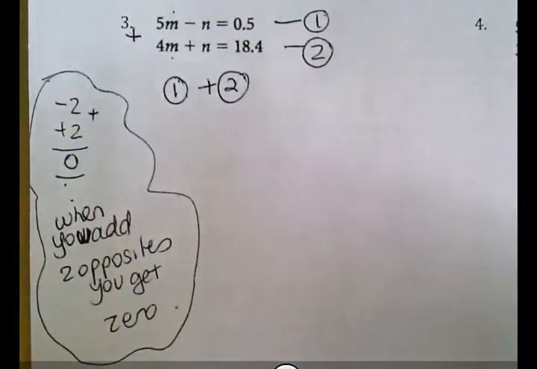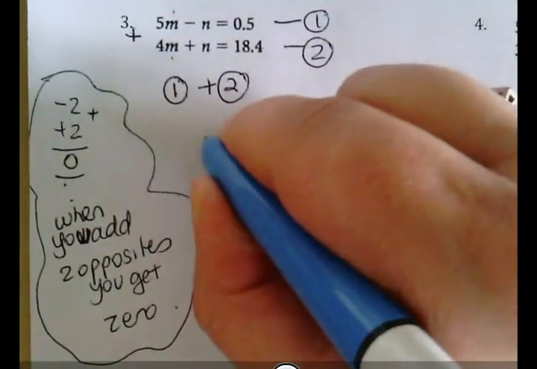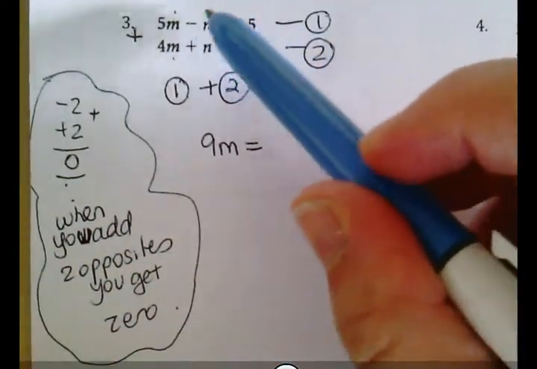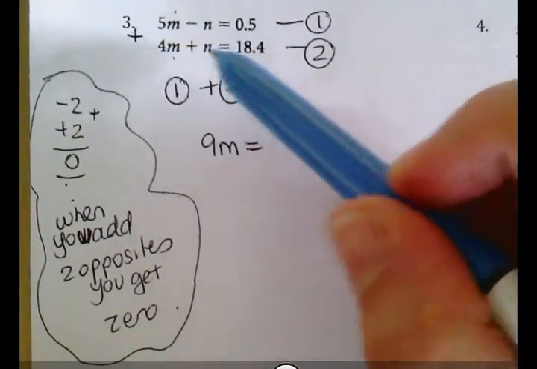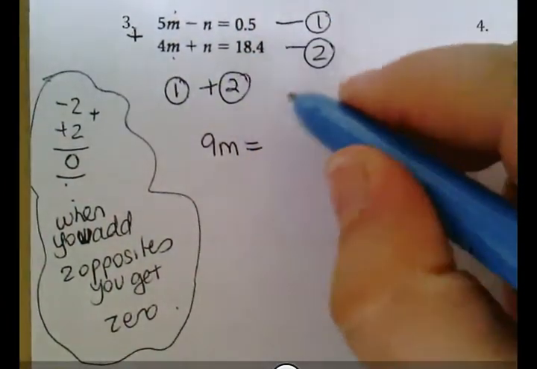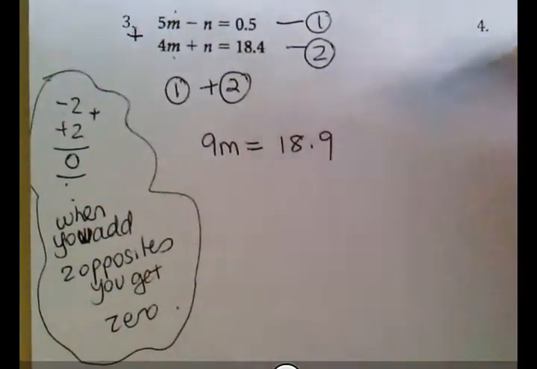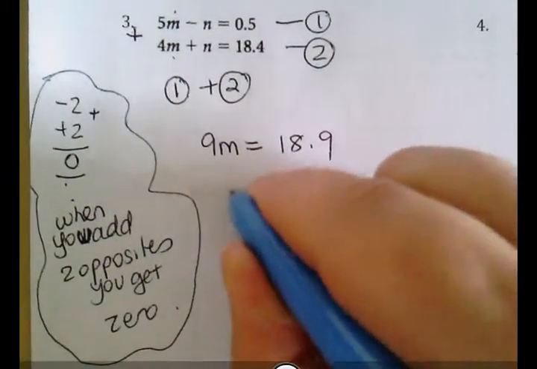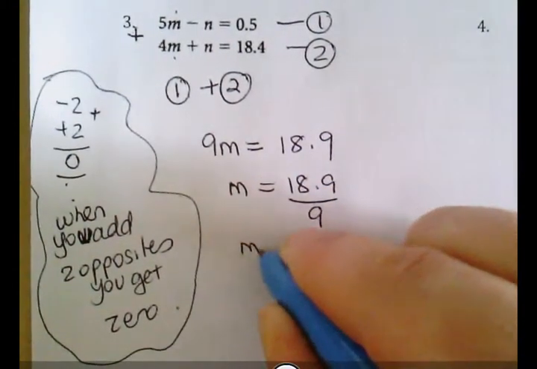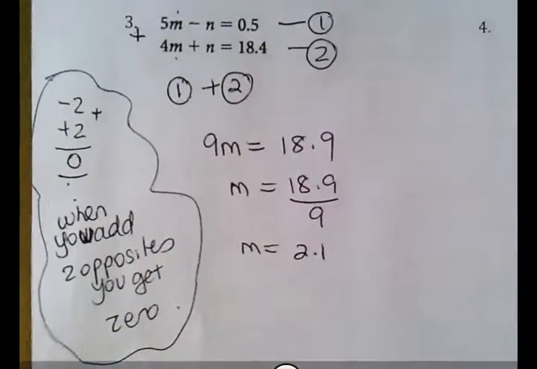5m plus 4m is 9m equals negative n plus n, which is 0. And 0.5 plus 18.4 is 18.9. So now we divide by 9 and you should get 2.1.